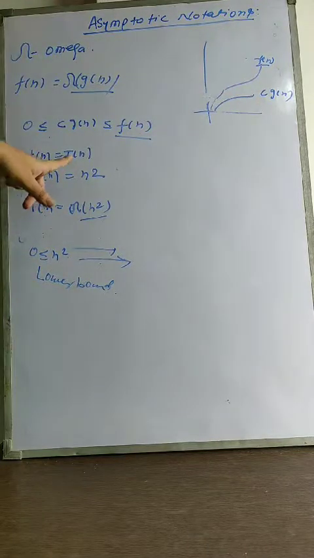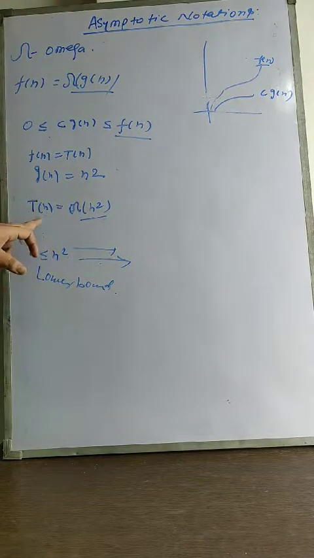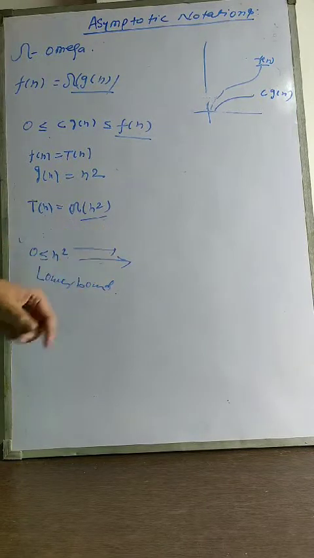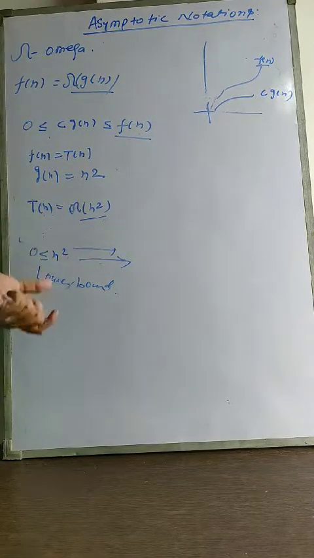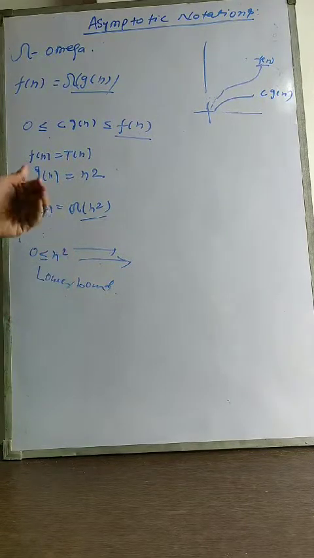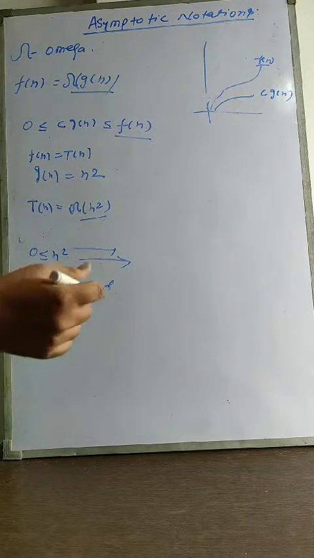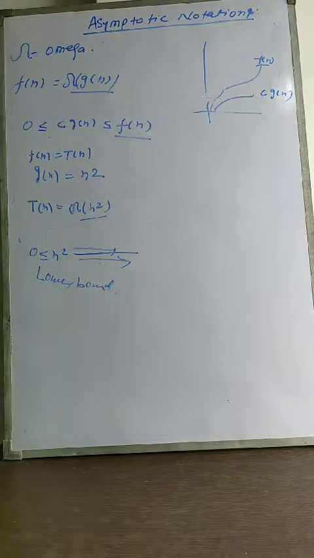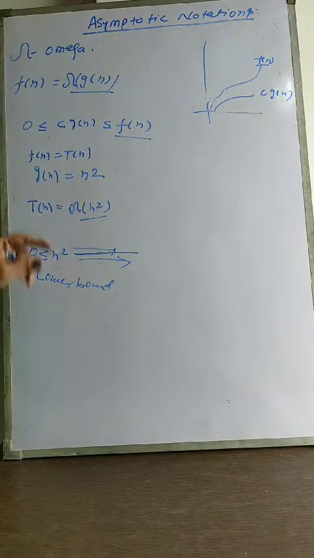So let's replace Fn by Tn and Gn by n square. So Tn is equal to omega of n square. It means the complexity of the algorithm will always be greater than n square. It cannot be lower than n square. It can be anything after n square. So this is the meaning of all three notations.